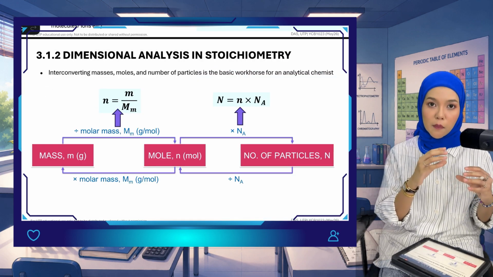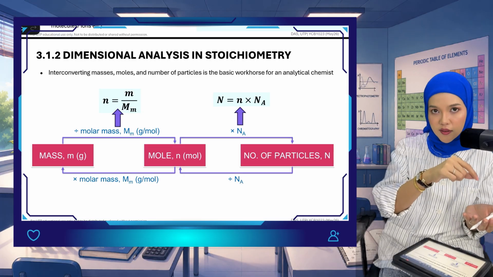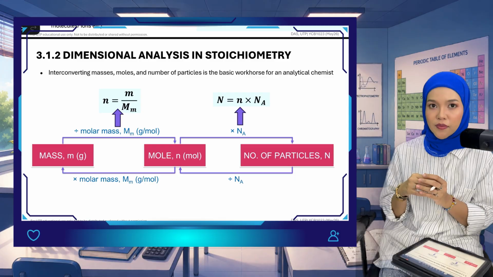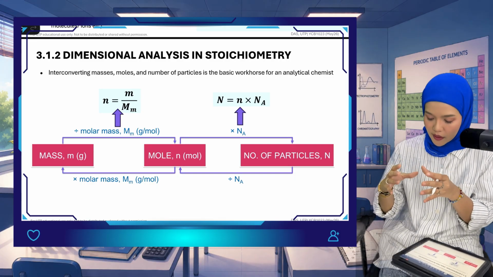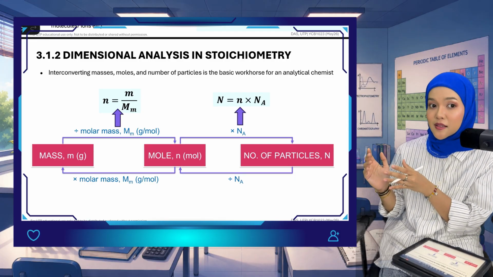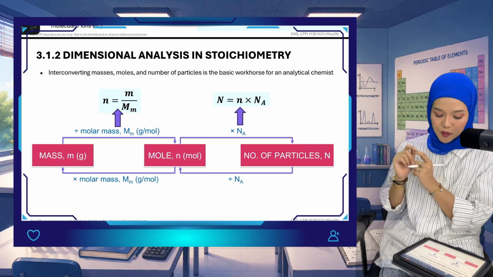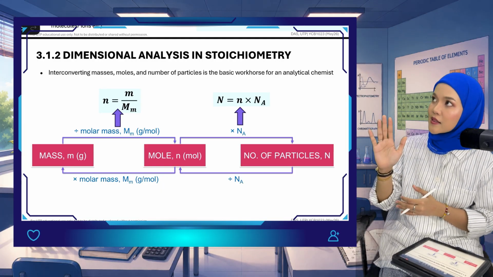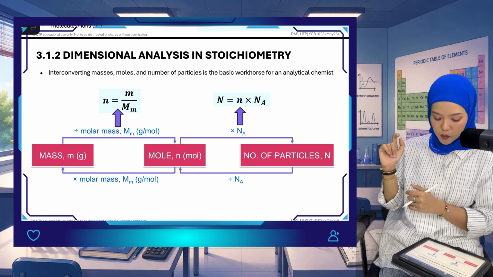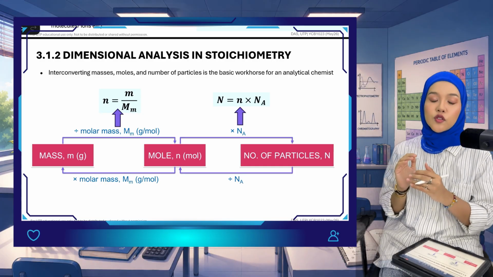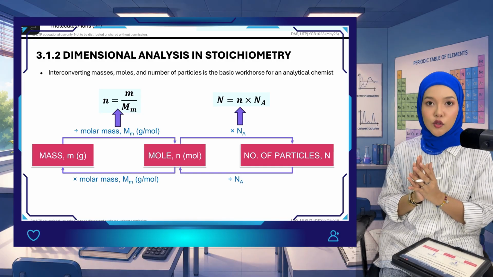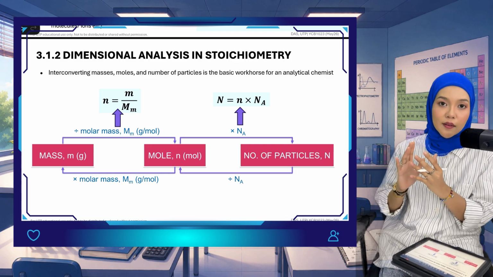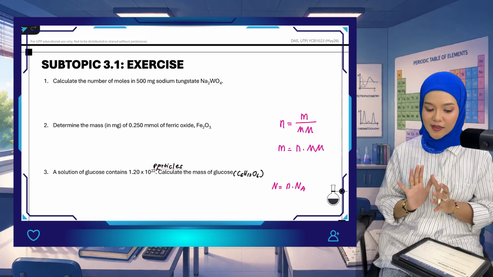Going from the mass of a substance that we measure in the lab, we can convert into how many moles there are, and then from the moles we can convert into how many particles there are. So this is the whole dimensional analysis. You go from mass to mole and then from mole to number of particles. You just need to know the formula to use to go from one point to another. So that's it for part 1.